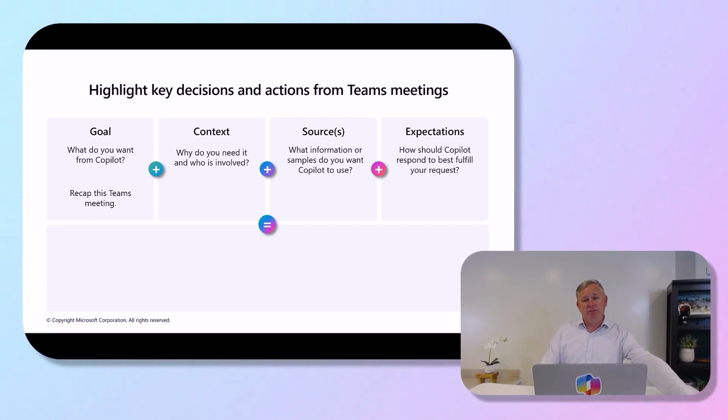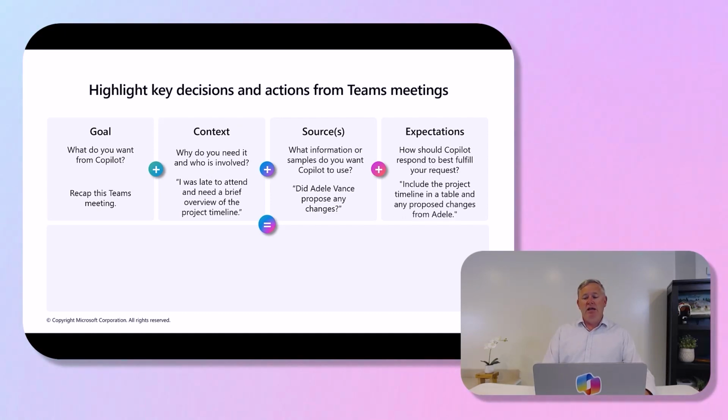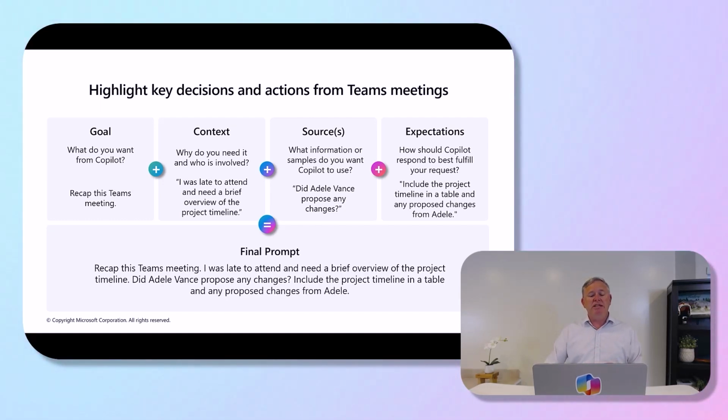Now, from a context perspective, I might not want the whole meeting. Maybe I was only 15 minutes late, and so I could say, I was late to attend and I need a brief overview of the project timeline that's been presented so far. Did Adele Vance propose any changes? You see how we've defined a source there? And then include the project timeline in a table and any proposed changes from Adele. This idea of goal, context, sources, and expectations can be put into a single prompt.